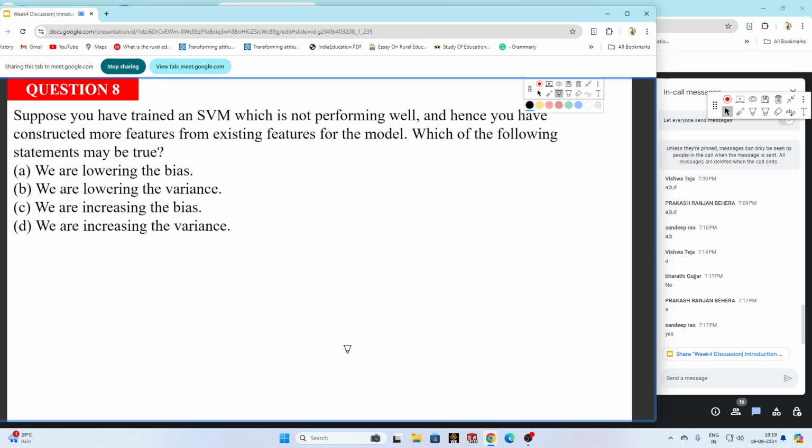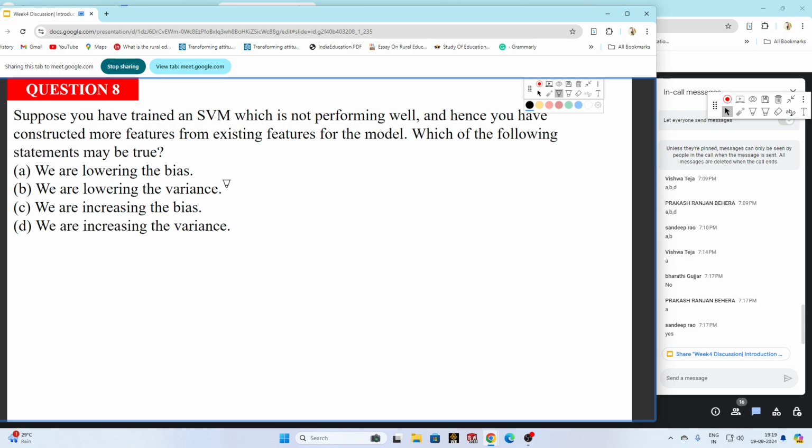So question number 8: suppose you have trained an SVM which is not performing well, and hence you have constructed more features from existing features for the model. Which of the following statements may be true? We are lowering the bias, we are lowering the variance, we are increasing the bias, we are increasing the variance. So which option will be right?